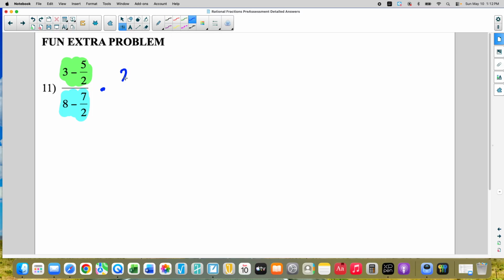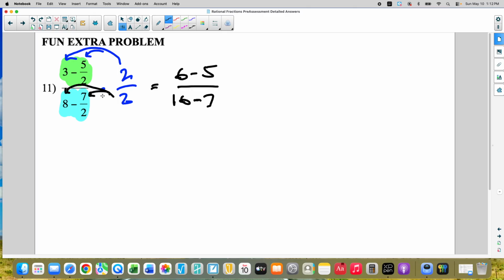You can multiply everything by 2 over 2, which is a value of 1. When we multiply the numerator, we have to do it to both terms. So that equals 6 minus 5. 2 times 3 is 6. 2 times 5 over 2, the 2's cancel. That's why I did that. And then when we distribute here, you get 16 minus 7, because 2 times that gives you negative 7. This gives me 1. This gives me 9. 1 over 9. 1/9.